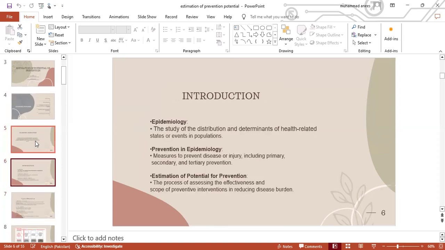Introduction. The study of the distribution and determinants of health-related states or events in a population is known as epidemiology. Now, what is prevention in epidemiology? These are the measures to prevent a disease or injury, including primary, secondary, and tertiary prevention. Estimation of potential for prevention: the process of assessing the effectiveness and scope of preventive interventions in reducing disease burden constitutes estimation of potential for prevention.